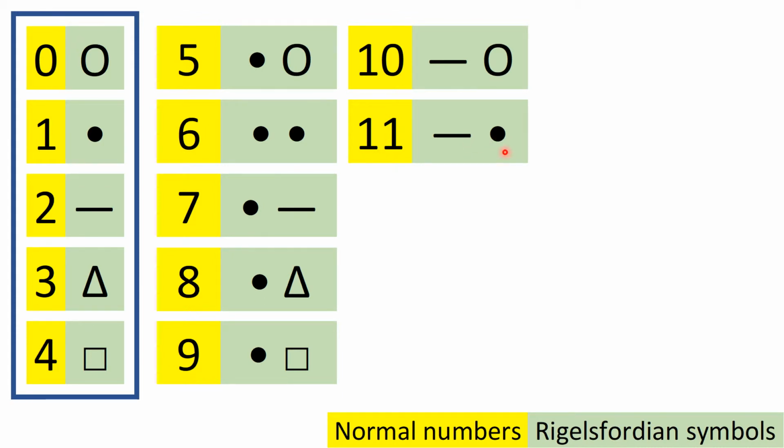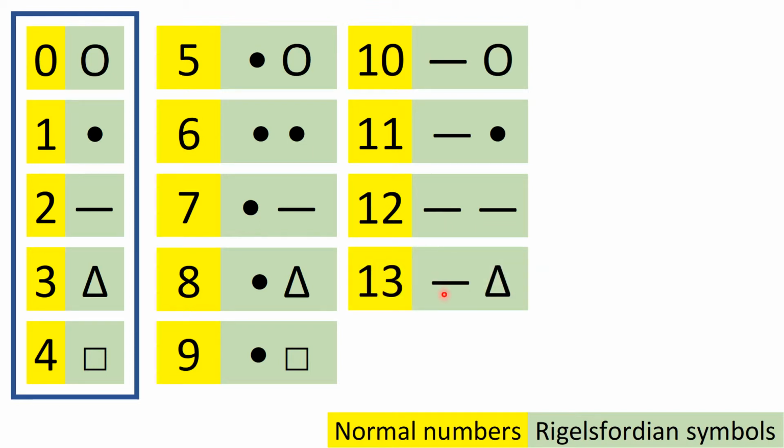I need 1 more. So pause the video and see if you can write the numbers 12, 13 and 14 using Wriggles-Fordian symbols. It's dash and then another dash for 12 to show that I have 2 groups of 5, then 2 left over. For 13, it's dash, then triangle. For 14, it's dash and then square, because this dash tells me that I have 2 groups of 5, that makes 10, but then the square tells me that I have 4 more, so I have 14.